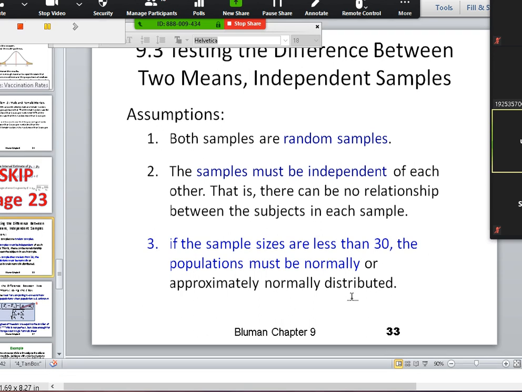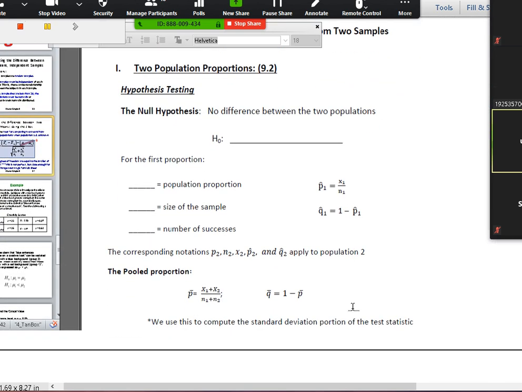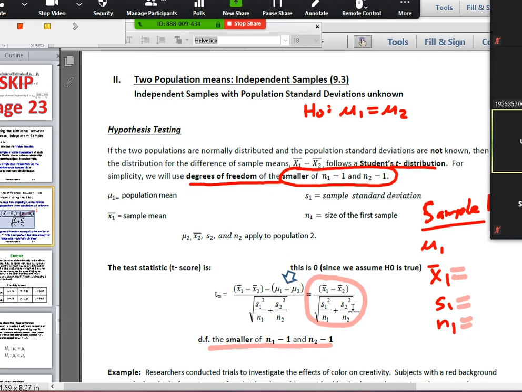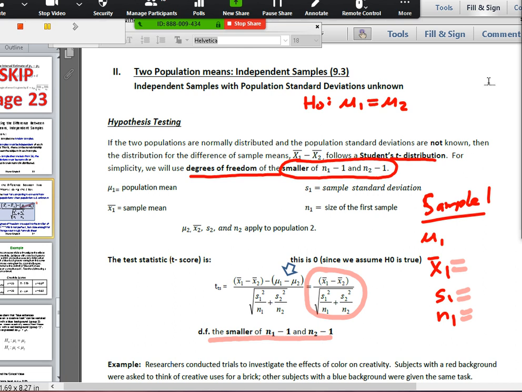Okay. Now, your sheet is going to look like this. And H naught, you should write that in somewhere, is that it's always equals, right? H naught is always equals. In this case, mu1 equals mu2. So that's your H naught. It's going to follow a T distribution, right?